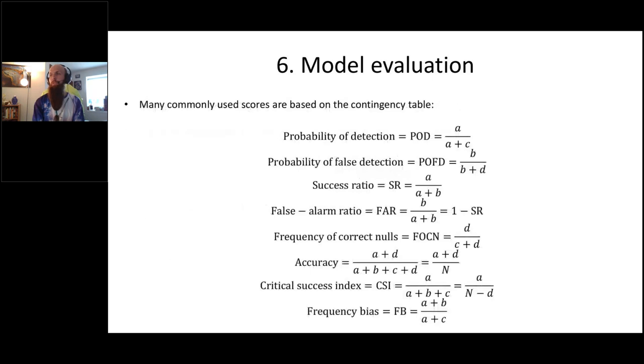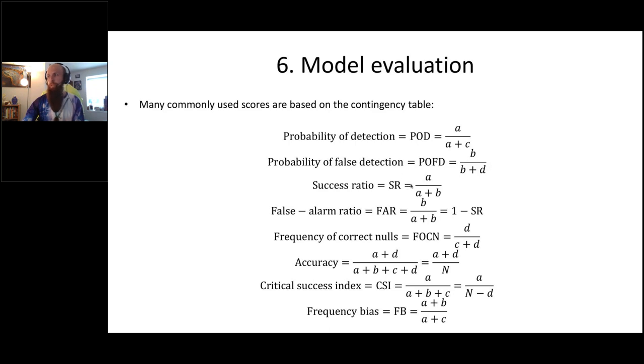So there's a few commonly used scores based on the contingency table. You've probably seen at least a few of these before. So there's probability of detection. That's the number of hits over the number of events. So the number of correctly forecast tornadoes over the number of tornadoes. Probability of false detection is the number of false alarms over the number of non-events. So the number of false alarms over the number of non-tornadoes.